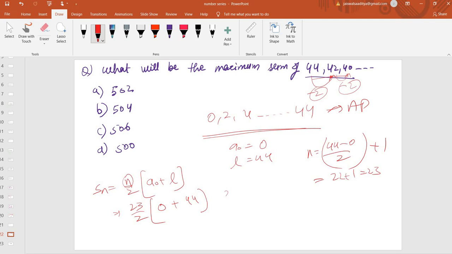So what will it be? 23 into 22, which will become 506. So option C is correct.